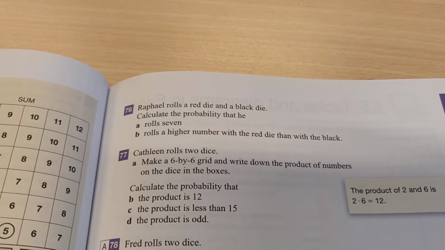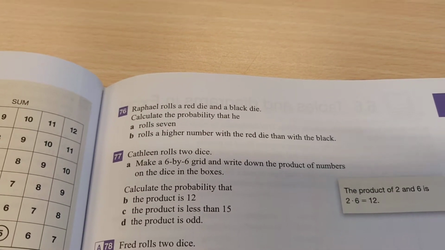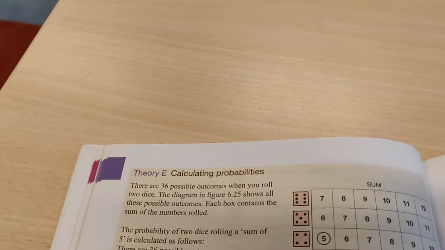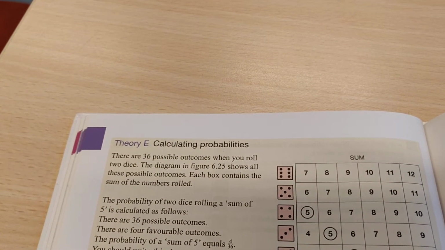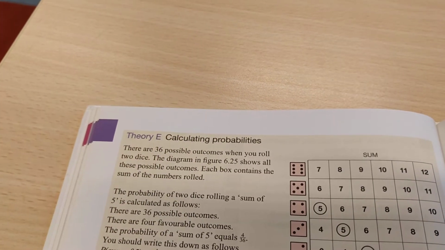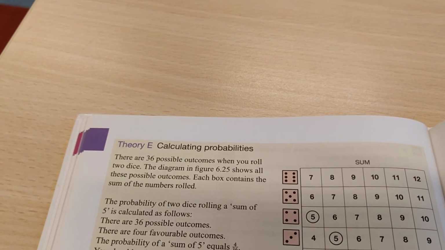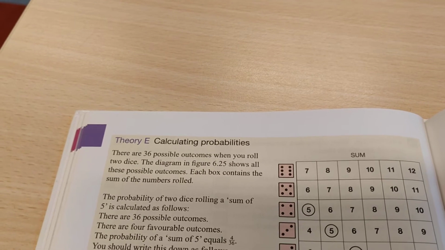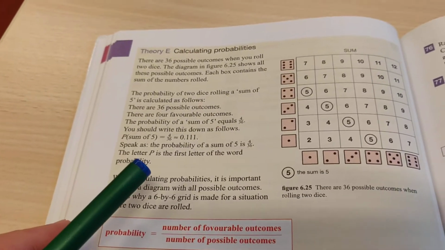Alright, this is a video for 2HT about exercise 76. And before I go to that exercise, we should take a look at this theory. It says here calculating probabilities. Well, a probability is the chance that something happens. So in this video I'm going to explain how to calculate that, and also, very important, how to write that down. Well, this example is about two dice.